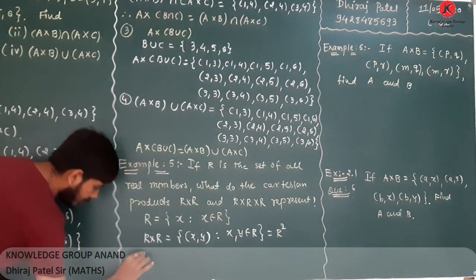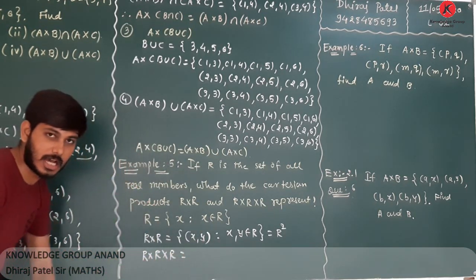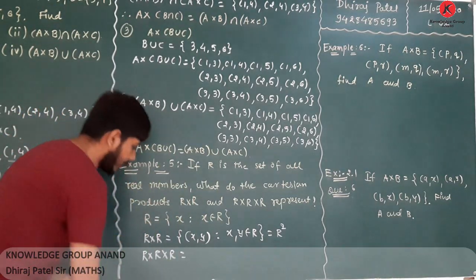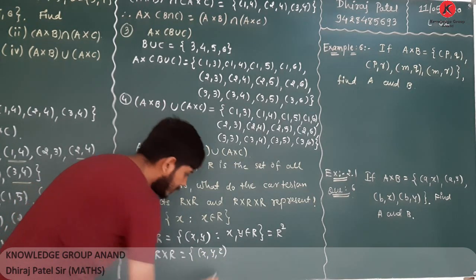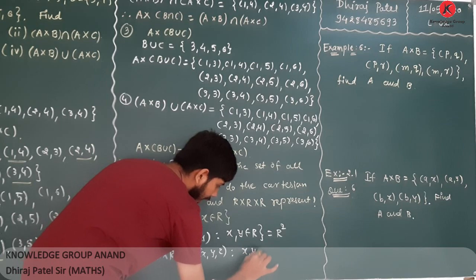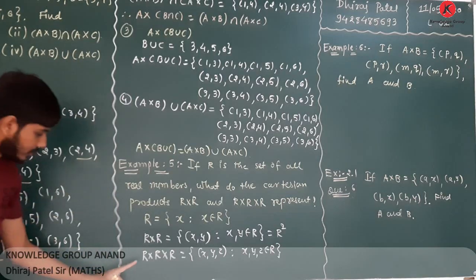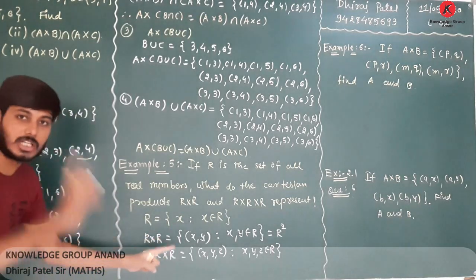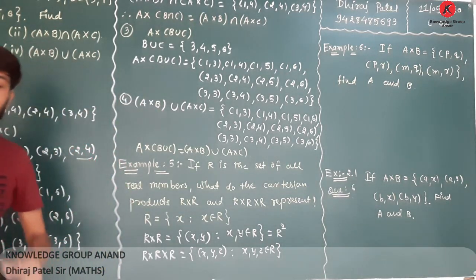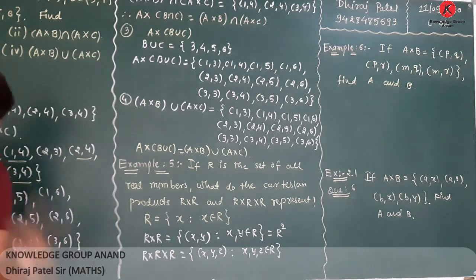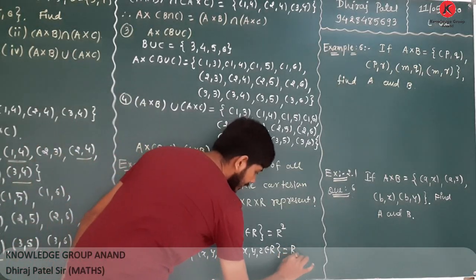Clear? Same way R cross R cross R. In R cross R cross R, we have to represent triplets, that means triplets x, y, z such that x, y, z must belong to the real numbers R. Okay? Now R cross R cross R is your three-dimensional geometry, 3D geometry. That means in space. You will study 3D geometry in space in 11th and 12th standard, and in those chapters R cross R cross R will come. It is also denoted as R cubed.